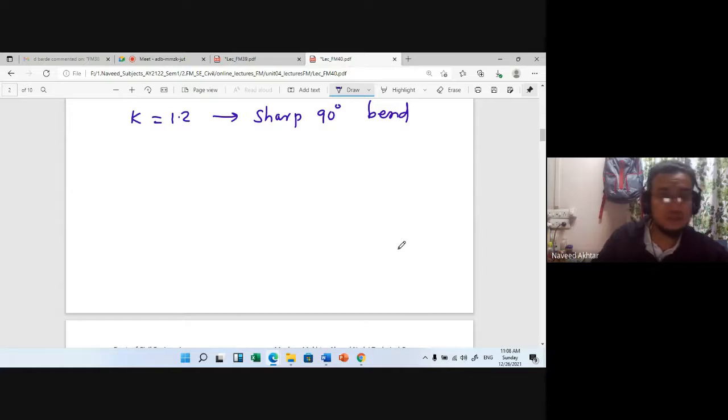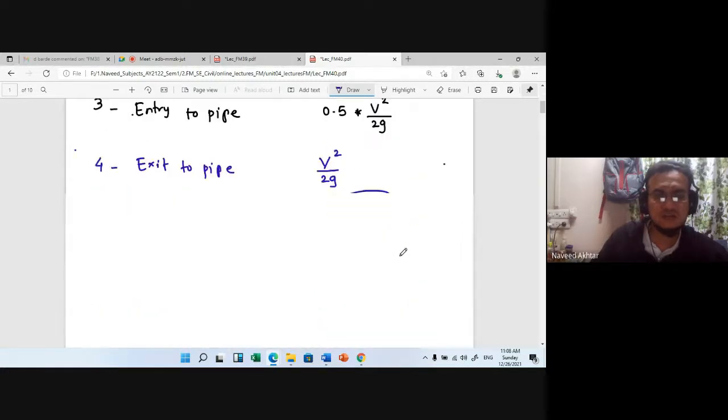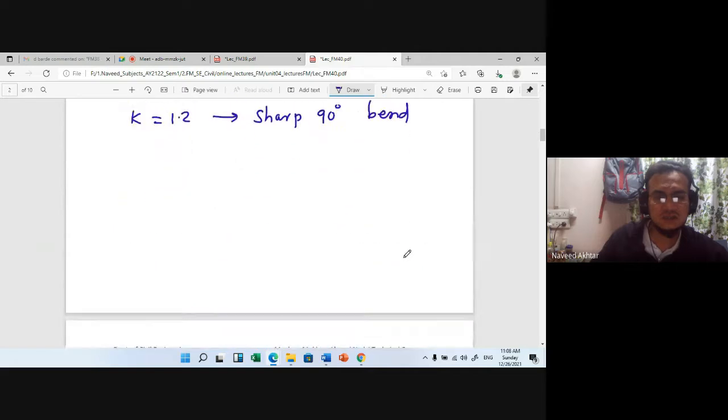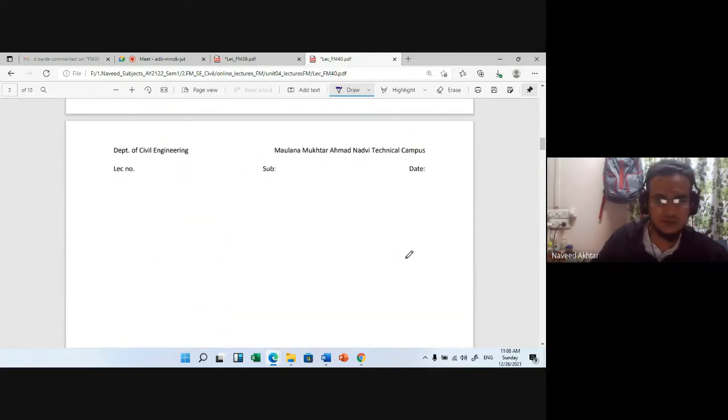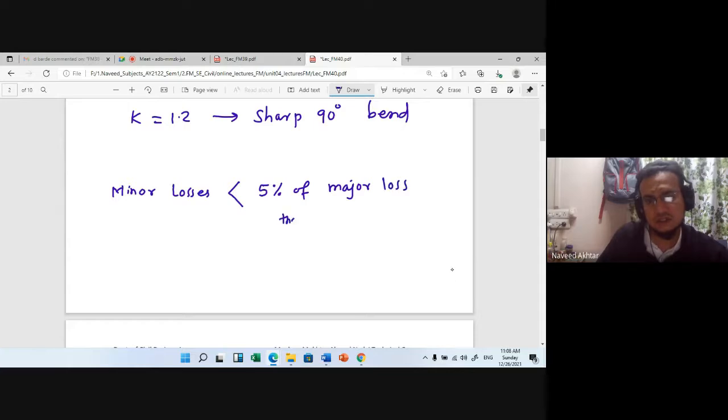So likewise you can suggest the values of the minor losses in the pipeline, and you can calculate by using this formula for the minor losses. And if minor losses are less than 5% of major losses, then they can be neglected.